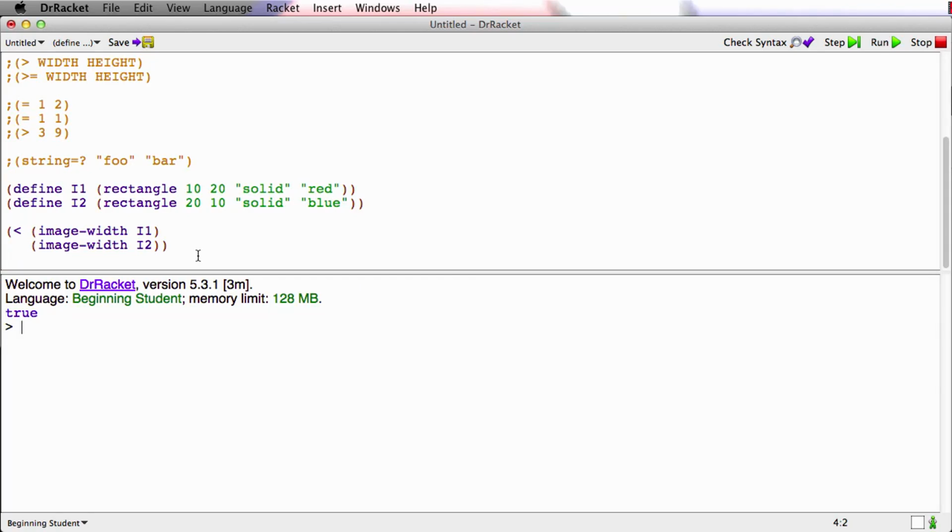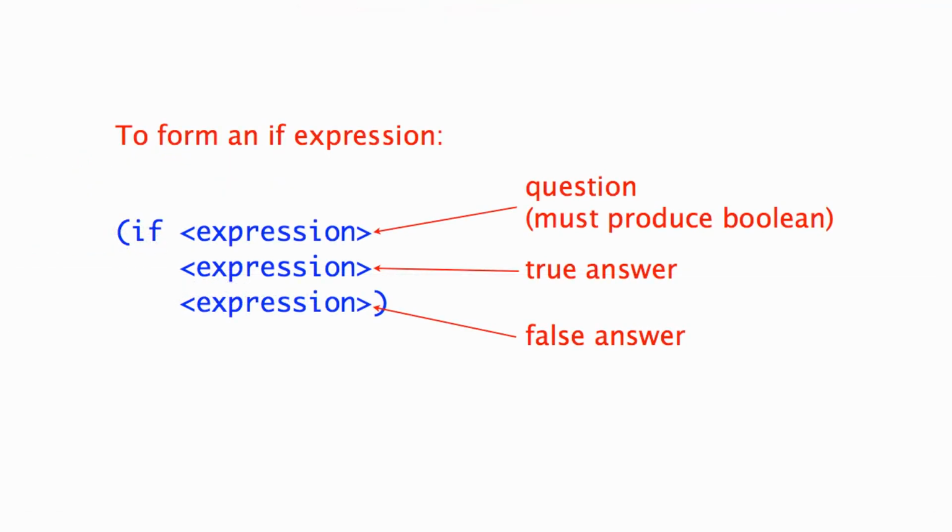Okay, so that's Boolean values, true and false, and a number of predicates that are questions that produce true-false answers. Now I want to talk about if expressions, which are going to let us have our program produce different results depending on the answer to true-false questions, depending on the result produced by a predicate.